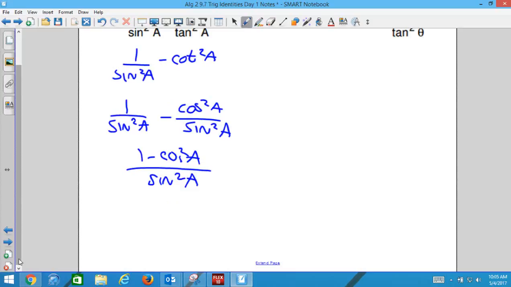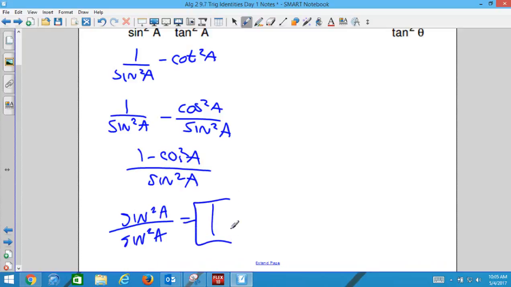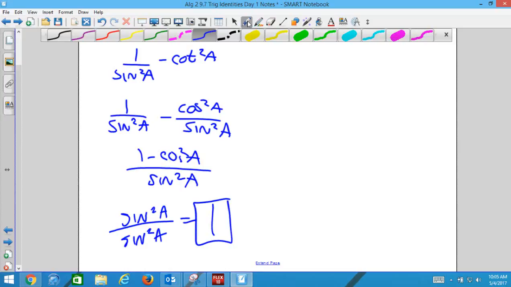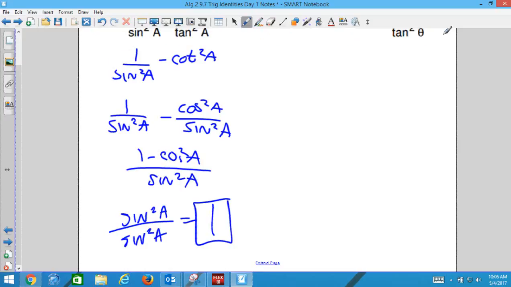So sine squared A over sine squared A is 1. Did you get 1 for your answer? I didn't write it because I was stuck. You can try it a different way. There was a different way. Instead of changing cotangent to cosine over sine, you don't have to write down both ways, but I'd like to show you there was a different way.